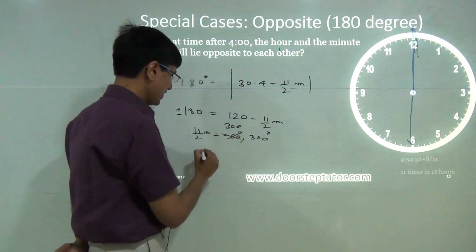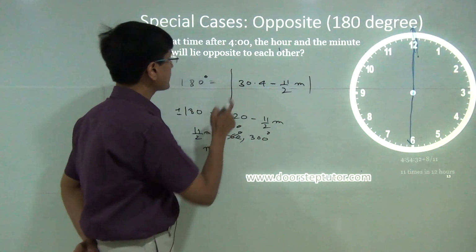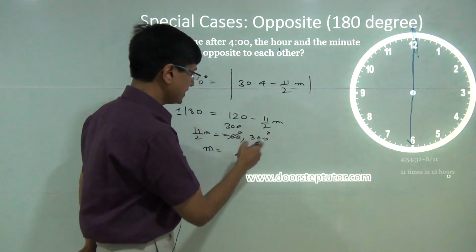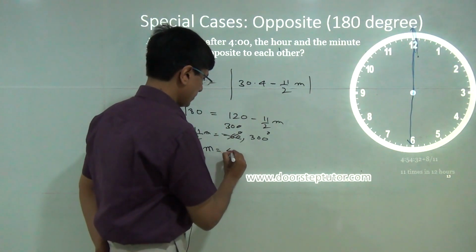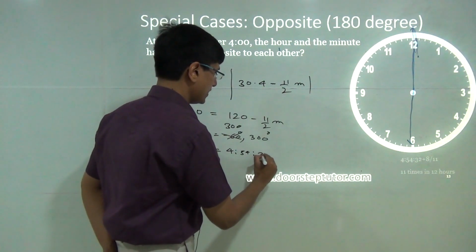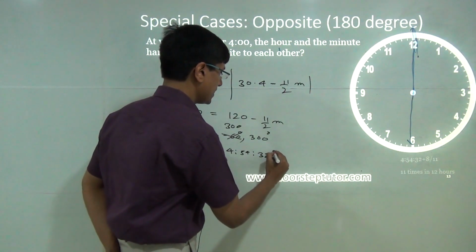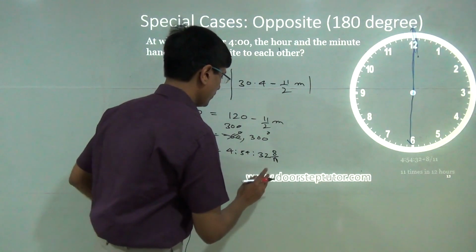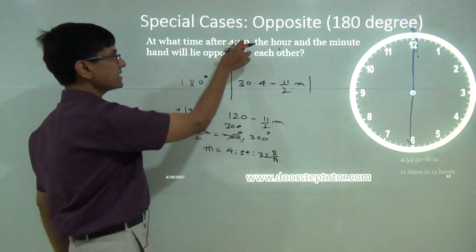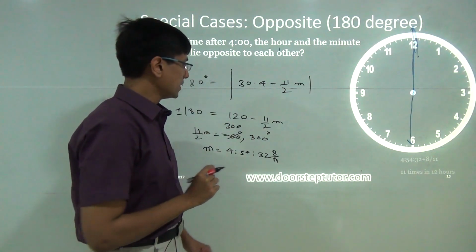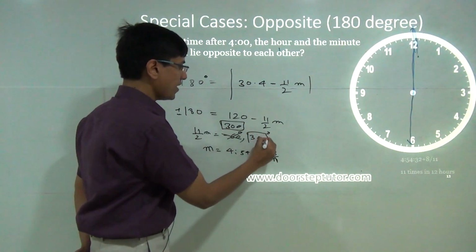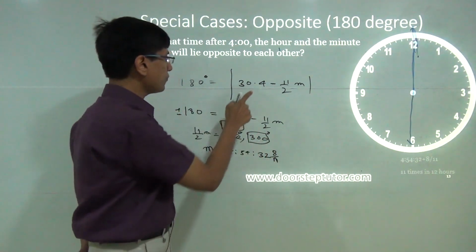which is 300, which means there is only one time after 4 o'clock, which, if you solve it, you will get 4 hours, 54 minutes and 32 8 by 11 seconds. Only at this one time would the hands of the clock be 180 degrees after 4 o'clock. So, the key here is noticing that instead of getting two values, we get only one value for every hour.